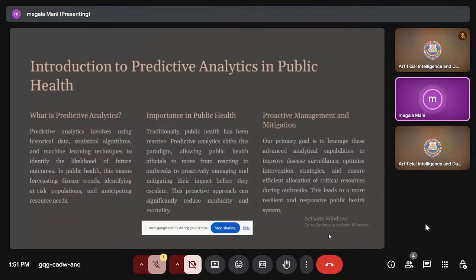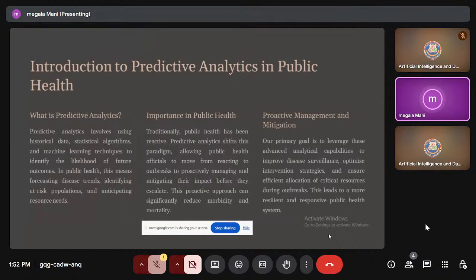The third is proactive management and mitigation. You identify the people affected by a particular disease, then what predictive method you have followed, and where they will go to find treatment. These cases are about proactive management. Before that, we have to identify where you will go for treatment and what resources are available, and in all these cases you have to provide proactive management.